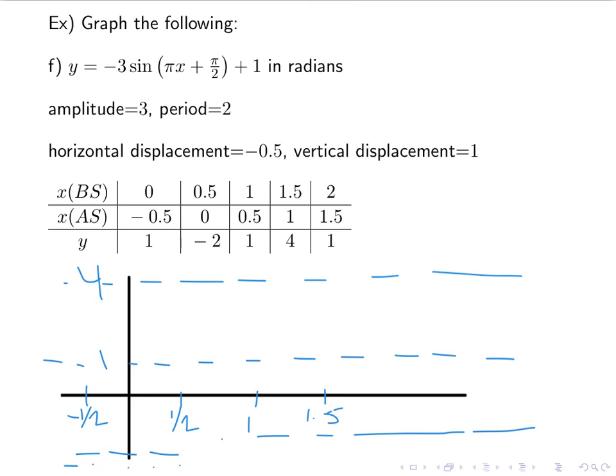So at negative 0.5, we're at 1. At 0, we're at negative 2. So again, 0 is one of our values here, so be careful. And then at 1/2, we are at 1. At 1, we're at 4. And at 1.5, we're at 1 again. So we have this upside down sine function here.